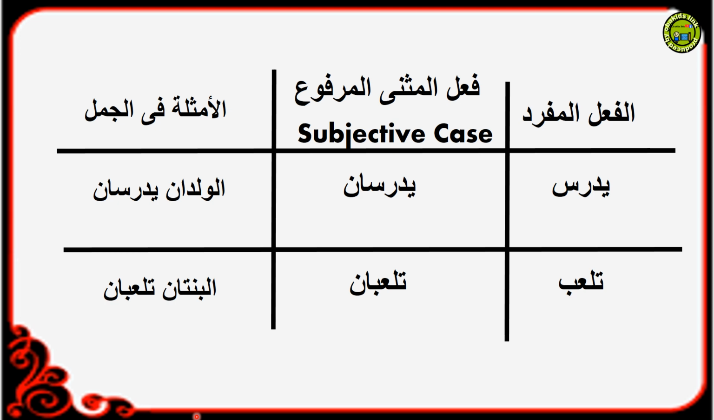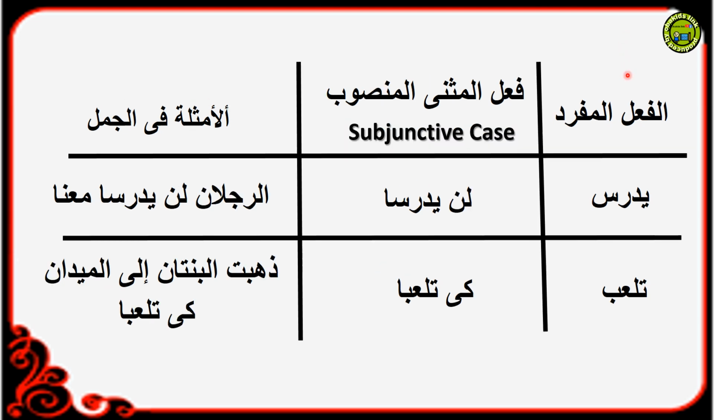Al-amsalat fil jumla, the examples in sentences. Yadusu, he is learning. Yadusan, they are learning. Al-waladani yadusan, the two boys are learning. Tal'ab, she is playing. Tal'aban, they are playing. Al-bintani tal'aban, the two girls are playing. So the indicative case here is yadusan and tal'aban.